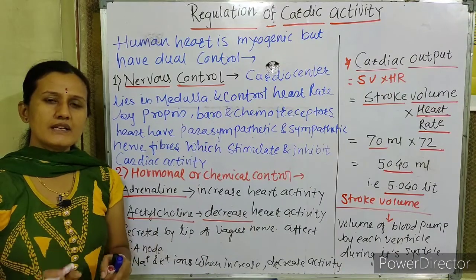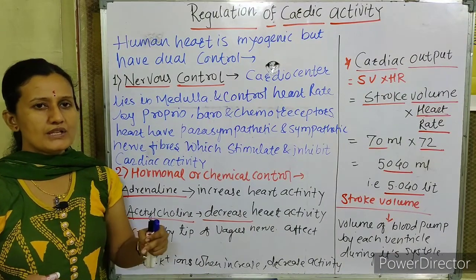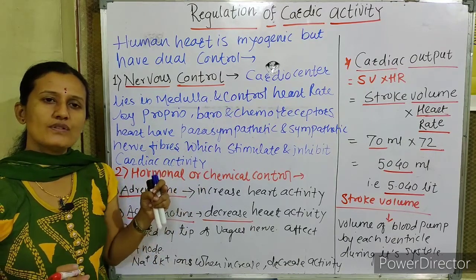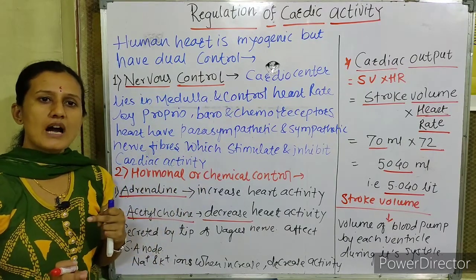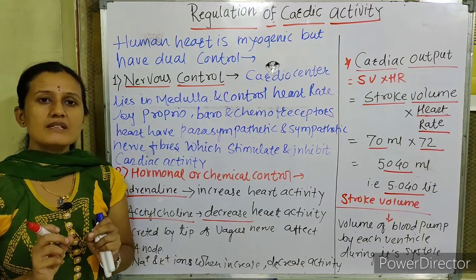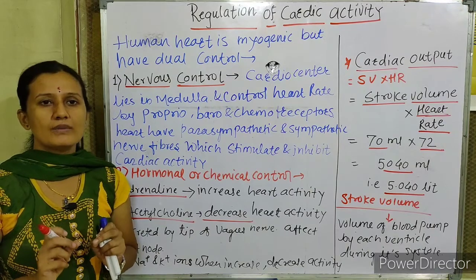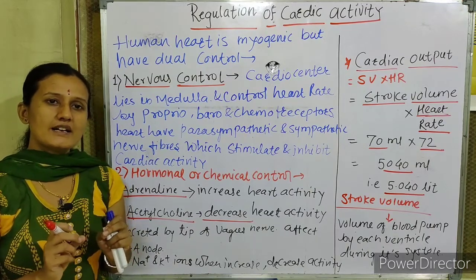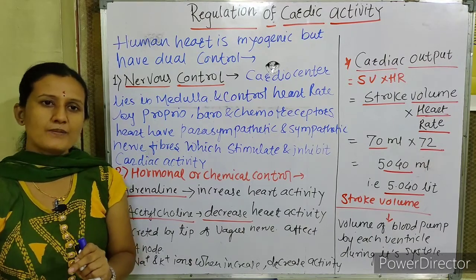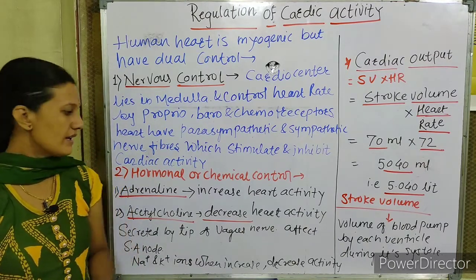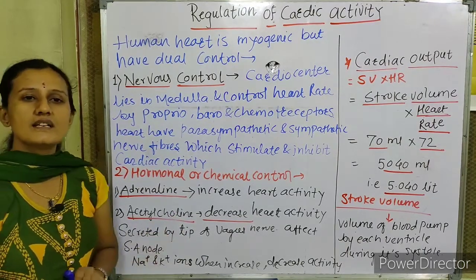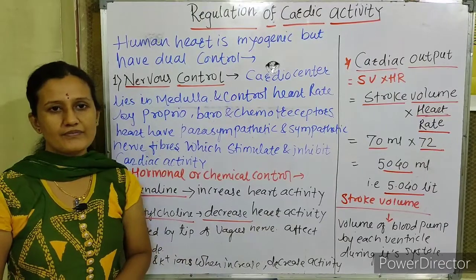And when there is a need for decreased heart activity, when there is an increase in blood pressure, an increase in the force of the walls of the heart, that means when there is tachycardia, an increase in the heart rate above normal. In tachycardia there is a need to lower the blood pressure, to lower the activity of the heart. That means when there is tachycardia, acetylcholine is secreted to decrease the heart activity.